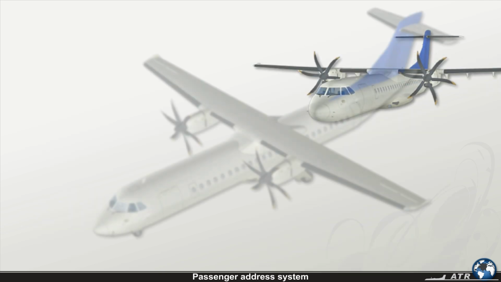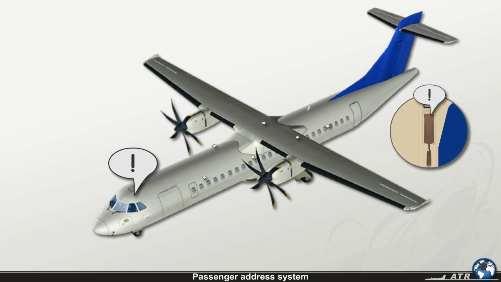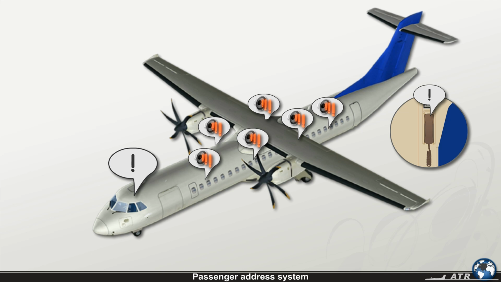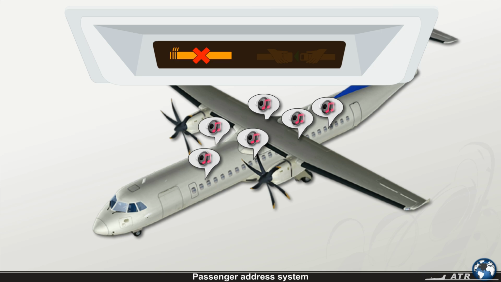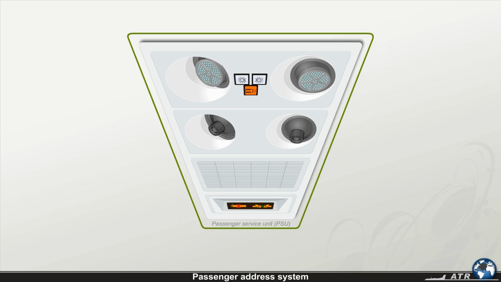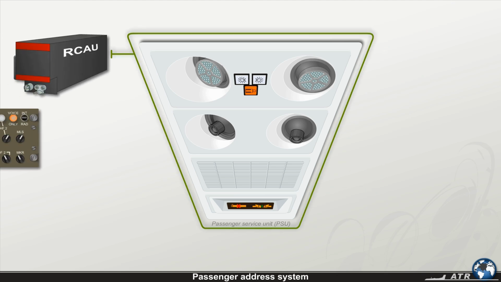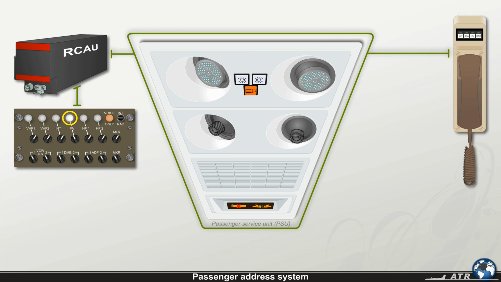The passenger address system is used by the cockpit crew and the cabin attendants to make announcements to the passengers. The system also generates a single chime sound in the cabin when the no smoking, fasten seatbelt signs are turned on. The passenger address system is connected to the RCAU that allows the cockpit crew to make announcements to the passengers when the PA key is selected on the audio control panel, and the cabin attendant handset.